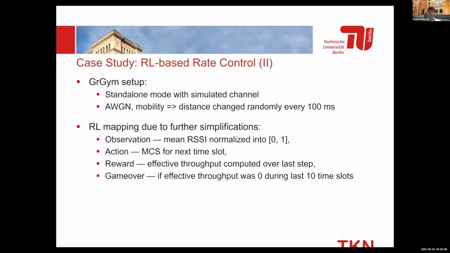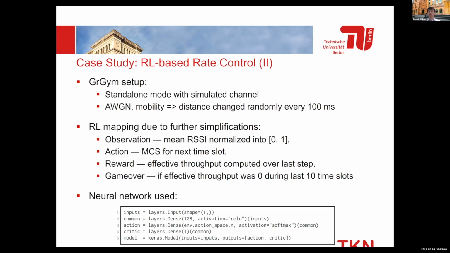Because we have such a simple Gaussian channel, it becomes possible to make further simplifications. For this example, to speed up the learning, for the observation, it's not needed to have the RSSI per subcarrier. You can simply calculate the mean over all RSSIs, and then the rest of the mapping was clear. So you see here, this is a neural network we used. We use the Keras API, it's a Python API. This is a simple neural network we used.